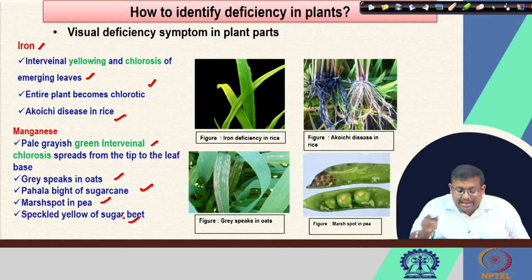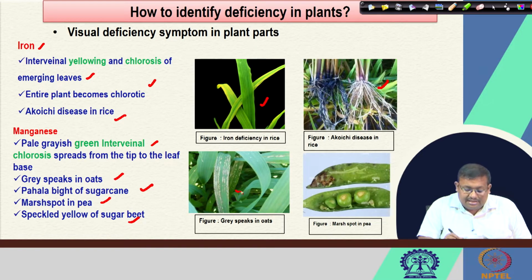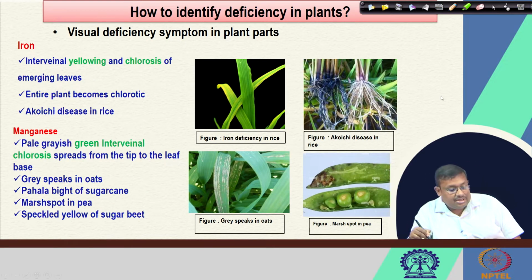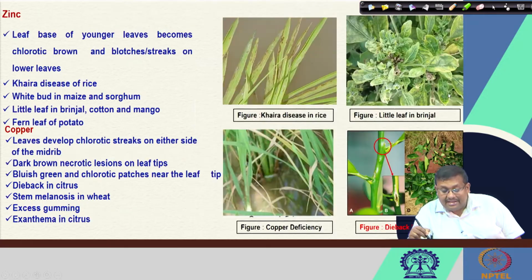Here we can see an example of iron deficiency in rice. This is the Akiochi disease in rice, and you can see grey specks in oats and also marsh spot in pea. These are the deficiency symptoms of these micronutrients, specifically iron and manganese.